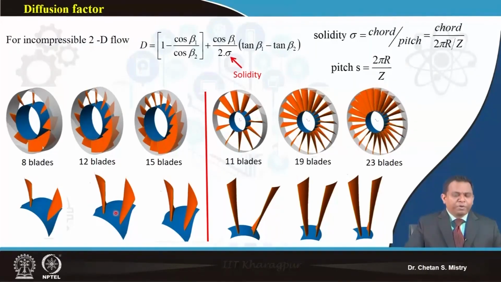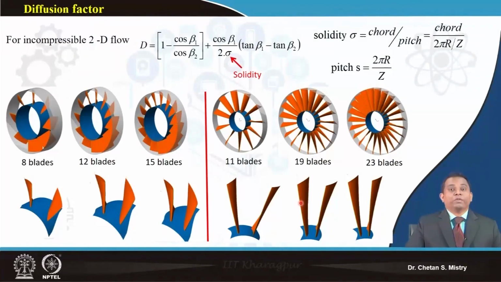When I say low aspect ratio blade, it is a more systematic way of doing the diffusion process. When I talk about the high aspect ratio blade, since my chord available is very short, you need to manage the whole diffusion within this particular length only. That is more challenging in terms of doing the design.